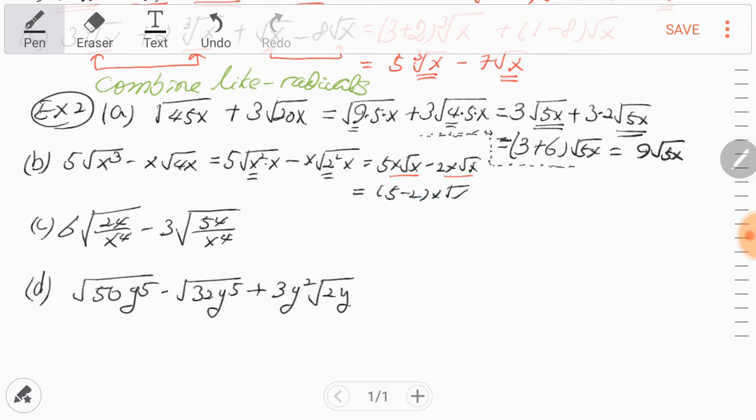x square root of x. So that is equal to 3x square root of x. Okay, let's do this one. Let's simplify the first radical.